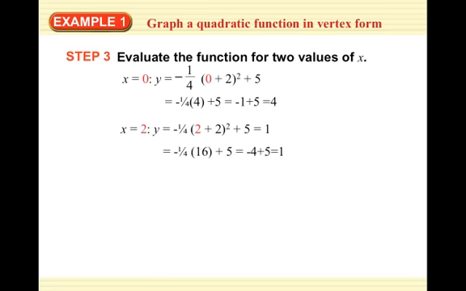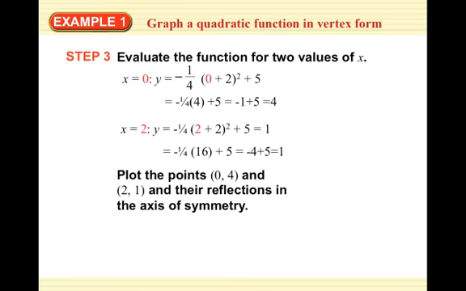And if you want to, you can go ahead and plot that. Again, we're going 2 by 2 by 2 because we have an even denominator in that fraction out front, and it'll just give us nicer values. So I'm going to go to x equals 2. So I have y equals negative 1/4 times 2 plus 2 squared plus 5. And just to talk about the simplification a little bit, we get negative 1/4 times 16 is negative 4 plus 5 gives us 1.